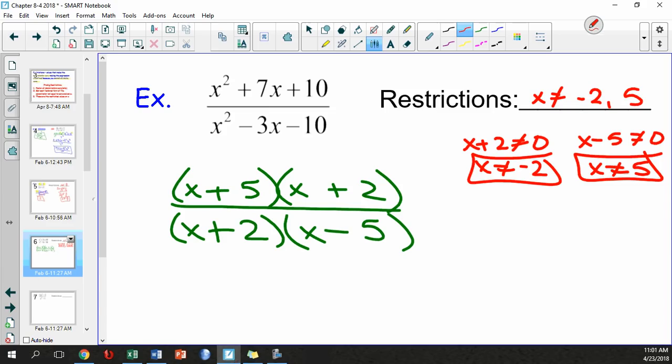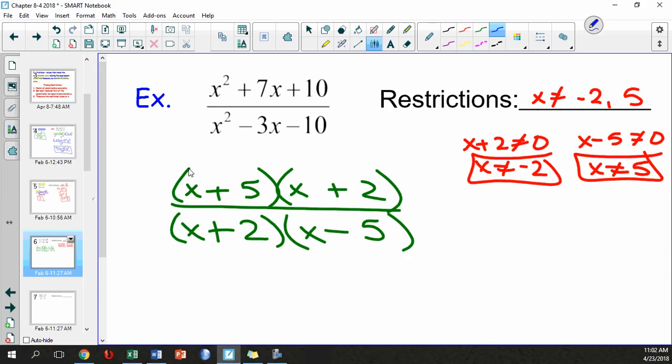Because what happens if x is negative 2 or positive 5? What will be 0 where? The denominator will be 0, and we cannot divide by 0. It's undefined. Okay? So now, which direction do I work from? Left to right. So do I have the expression x plus 5 that is exactly the same in the top and the bottom? They must be exactly the same. This is a positive x, that's a positive x, but this is a positive 5, and this is a negative 5. So are they the same? No. So I cannot cancel x plus 5 with x minus 5.